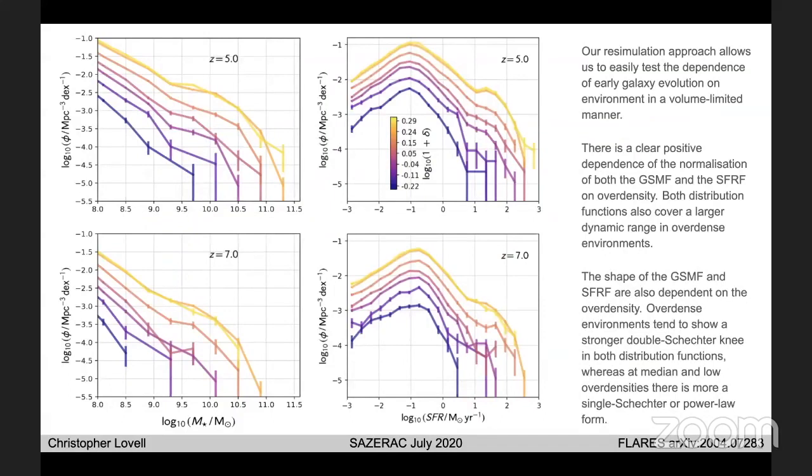Thanks. So not only can we combine these regions together, but we can also look at the dependence of these distribution functions on overdensity. The left two panels show the galaxy stellar mass function, and the right two panels the star formation rate function. There's a general trend with normalization and overdensity as expected. We also see a strong dependence in the form of each of these distribution functions, where the most overdense regions tend to show this stronger double Schechter shape. And it's these regions that tend to dominate the number densities at the very high mass or very high star formation rate end. Next slide, please.